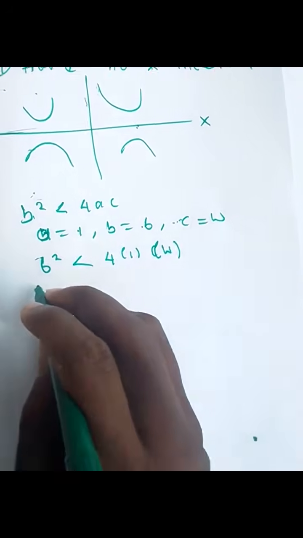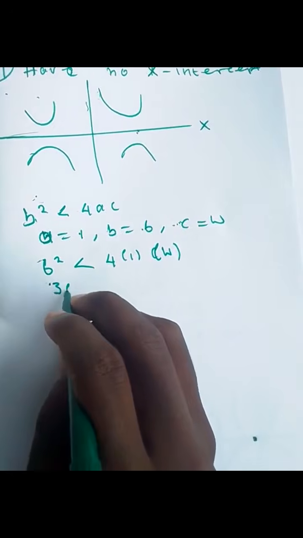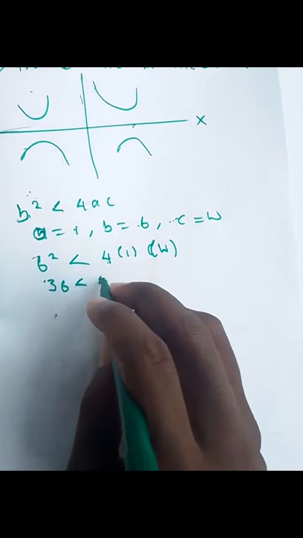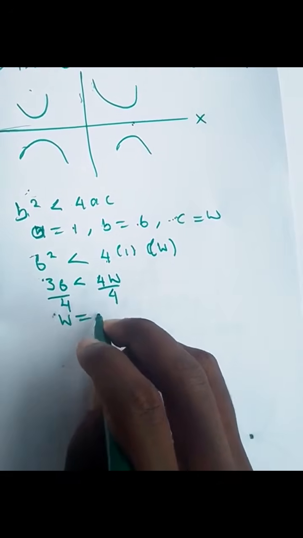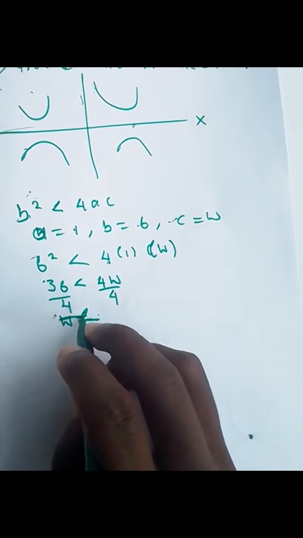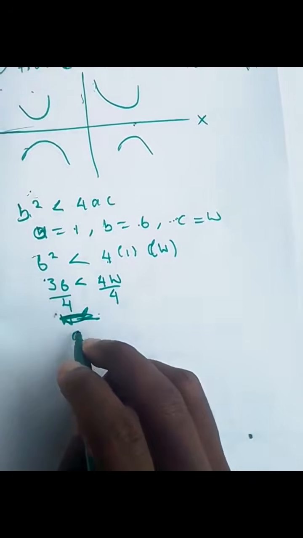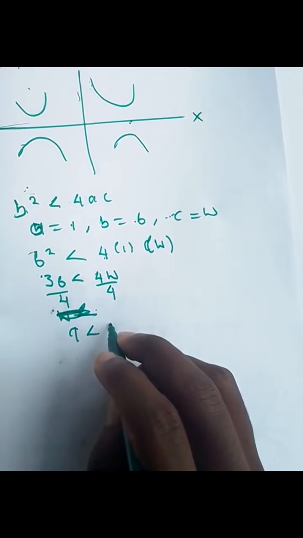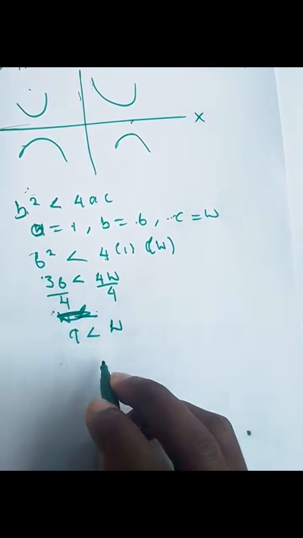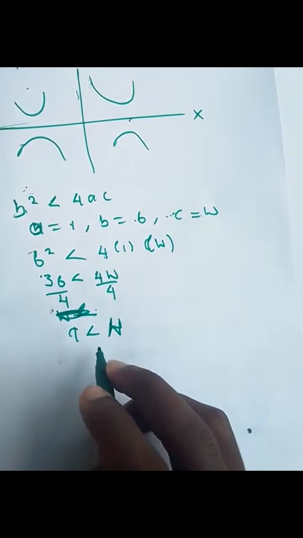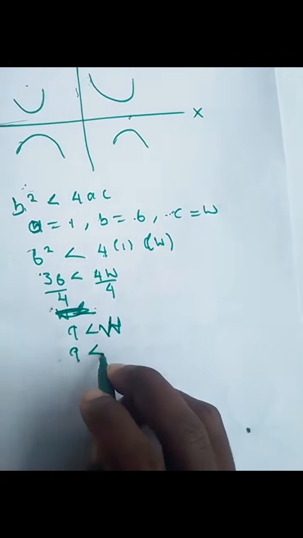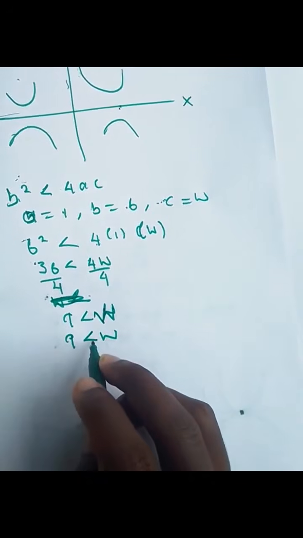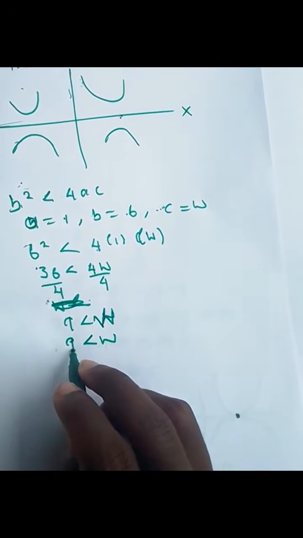So where there is b, I'll put 6, and where there is c, I'll put w. So 6 power 2, that is 36, right? 4 times w, that will be 4w, over 4, so it's going to be 9 less than w. This is w, guys. Okay, let me just rewrite it. Yeah, so we are saying that 9 is less than w.